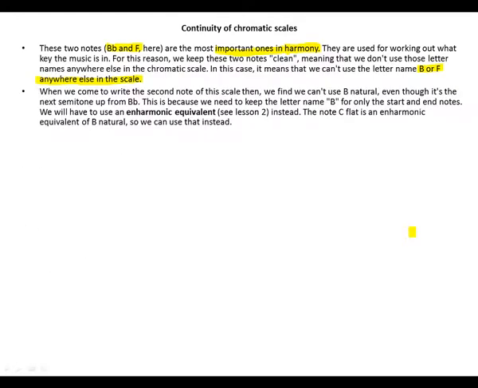When we come to write the second note of the scale, we find we can use B natural, even though it's the next semitone up from B flat. This is because we need to keep the letter name B for only the start and end notes. So we will have to use an enharmonic equivalent. The note C flat is an enharmonic equivalent of B natural, so we can use that instead.